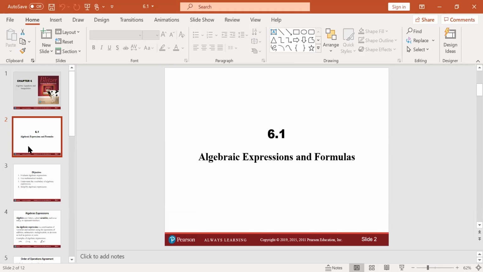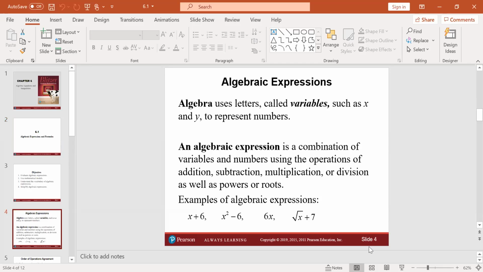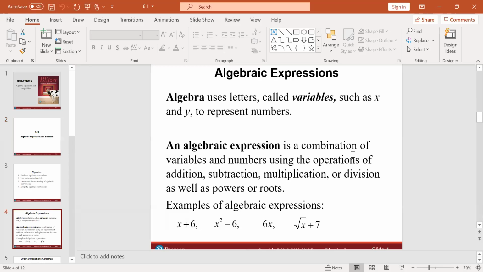Now, there are some math problems you can do in your head, and you might think you're not using the same reasoning, but you're using the exact same reasoning. We're just formalizing what it means to have an unknown. But we've got to use algebraic expressions.